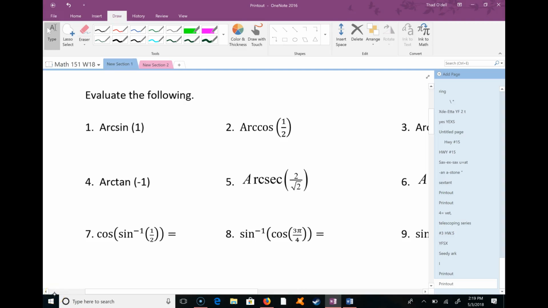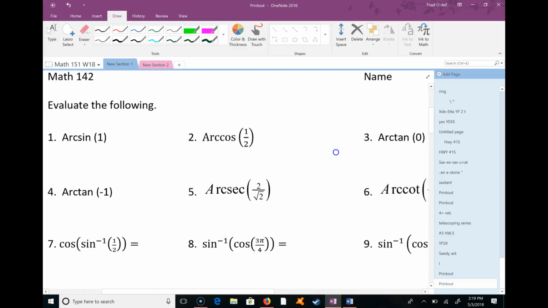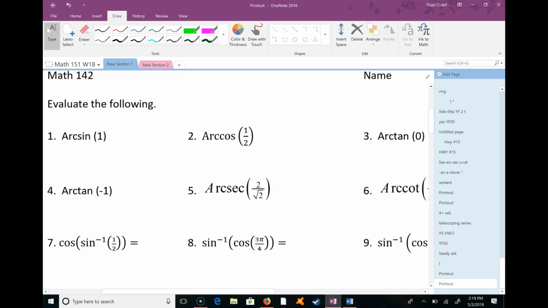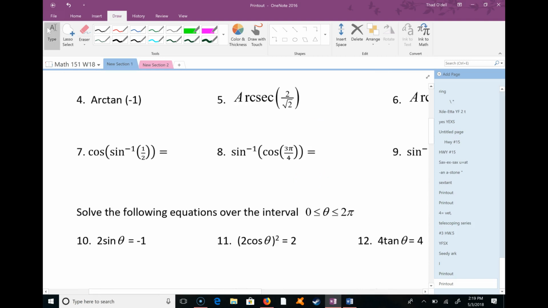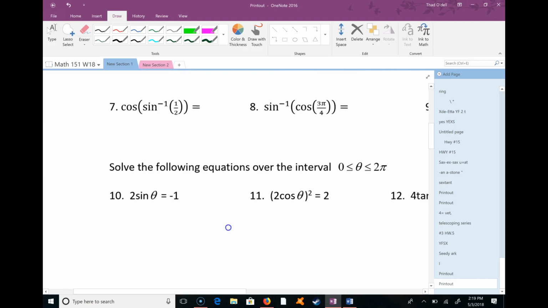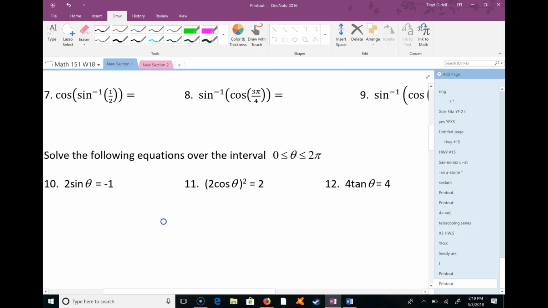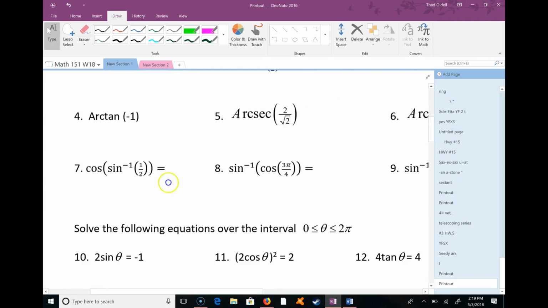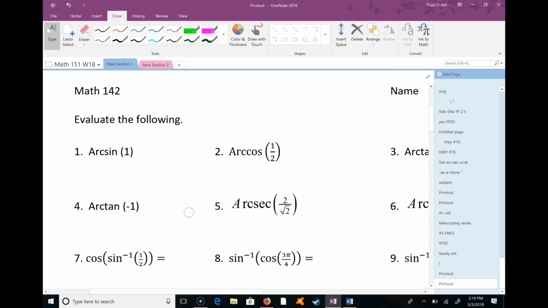So in this video I was talking about arc sine and arc cosine, in other words the inverse trig functions, and so I'll do a couple of these at the top here, but then also I want to look at solving some trig equations. And so just start out here, arc sine of 1.